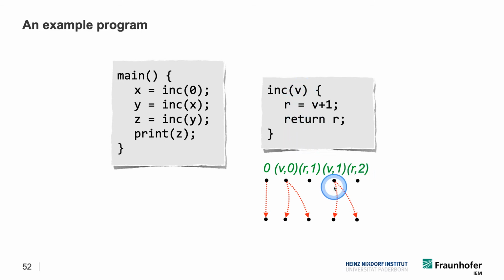And we would again then, after reanalysis, get such a summary that's telling us, okay, if v was 1 initially, then now r is 2 after the procedure call. And this can go on and on and on, right? And now I've done this for 3 different call sites here. And you can already see that this is exploding, right?